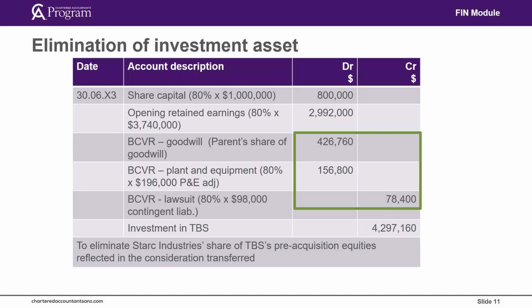If the worked example provided more information, we could have prepared the non-controlling interest journal entries. These would include the allocation of the NCI's $12,400 share of the goodwill asset, as well as the elimination of the remaining values that are sitting in the BCVR suspense account.